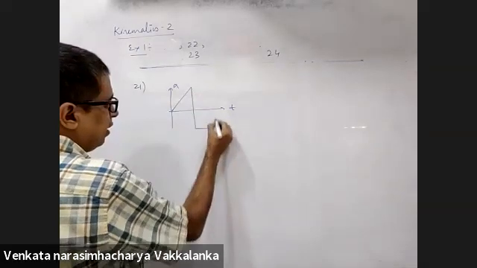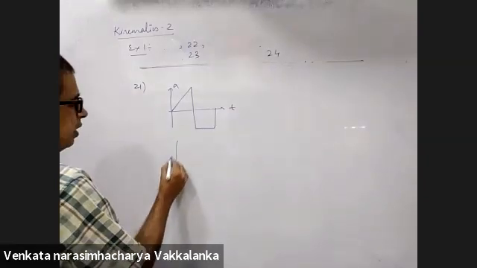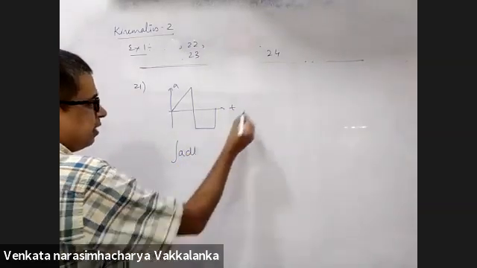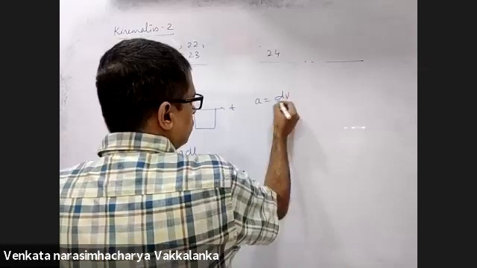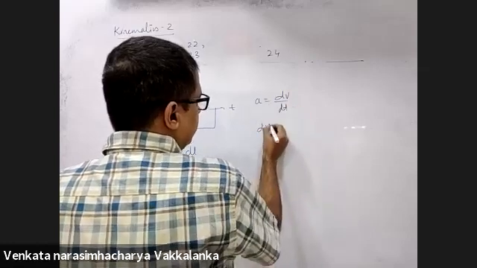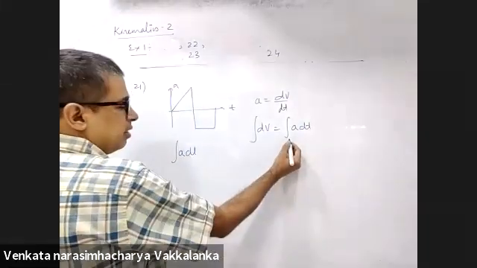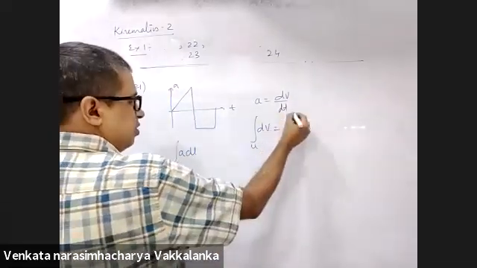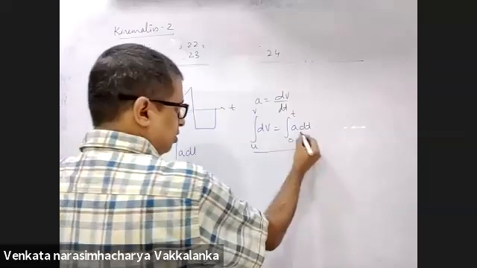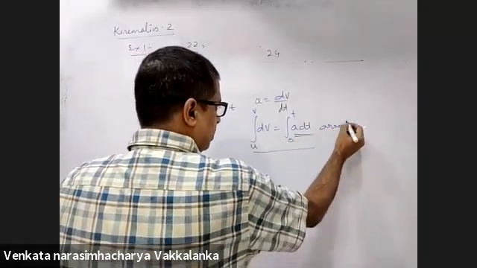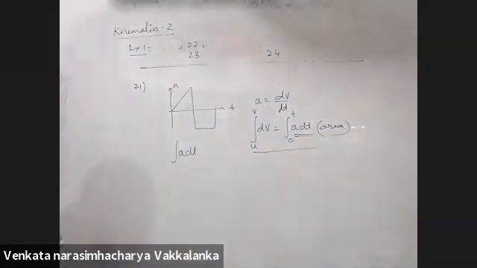An a-t graph may be given like this. Integral a dt: acceleration is equal to dv by dt, so dv is integral a dt. At time t equal to 0, velocity is u; at time t equal to t, velocity is v. This will be the area under the curve and above the x-axis.